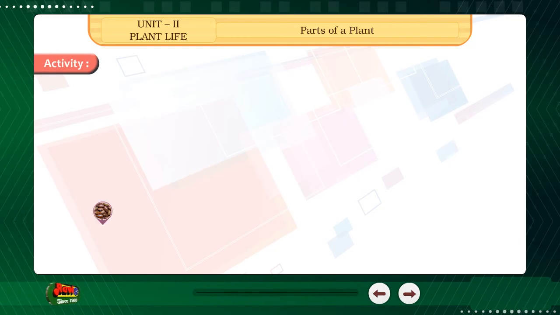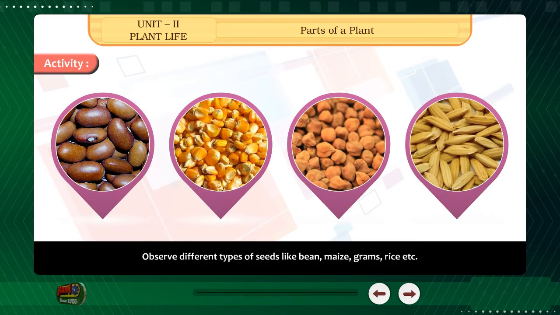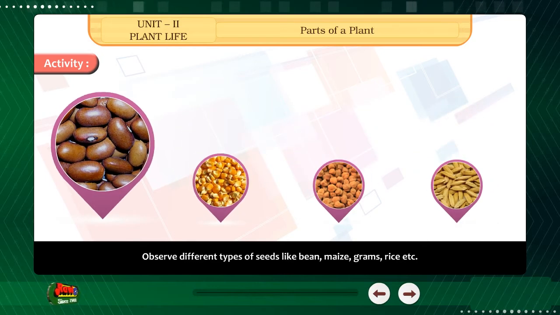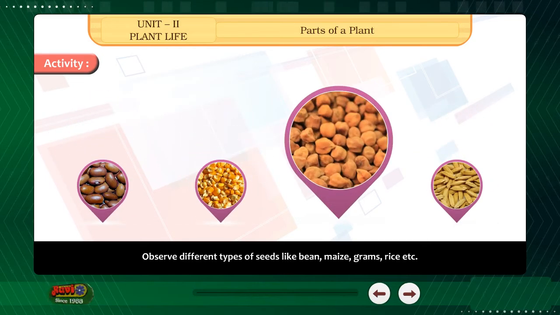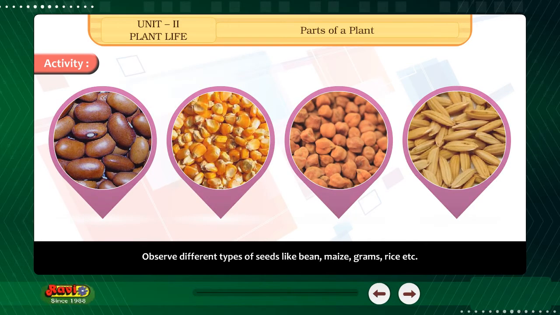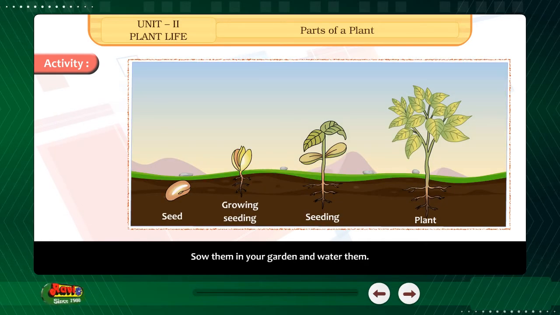Activity. Observe different types of seeds like bean, maize, grams, rice, etc. Sow them in your garden and water them. Observe after 2 or 3 days. Note down the changes. The seed changes into a baby plant called seedling. If these are protected and cared for, they grow into large plants.